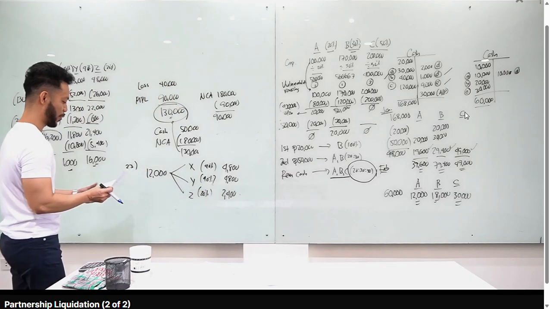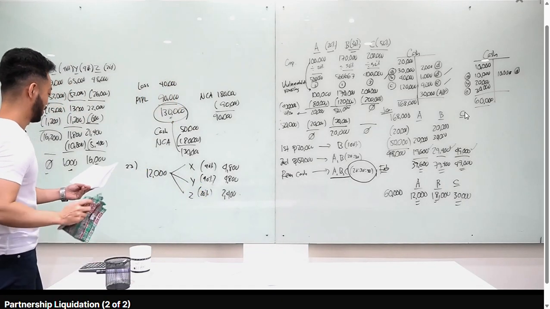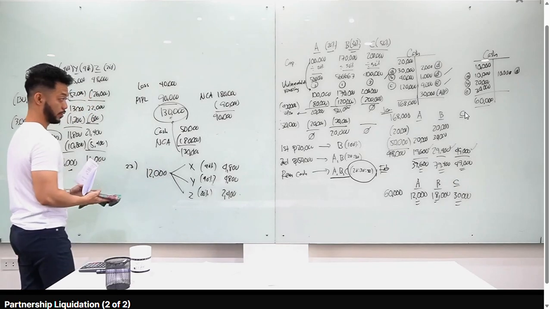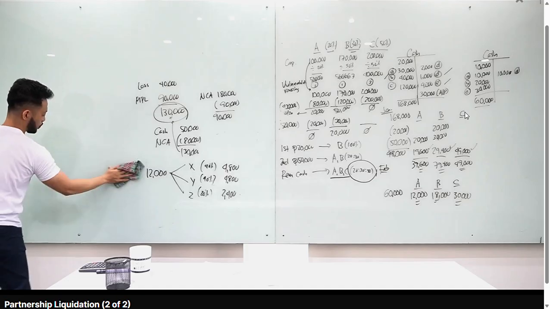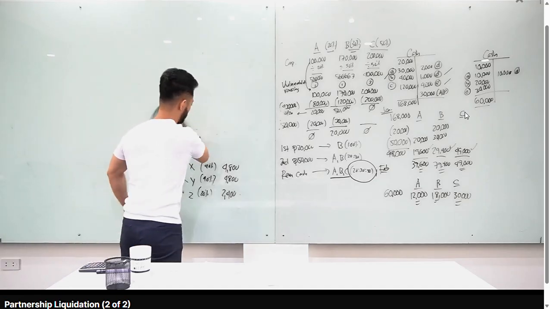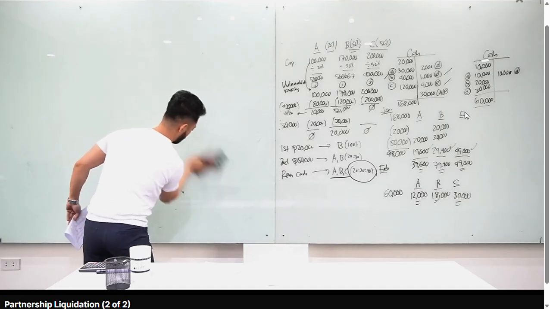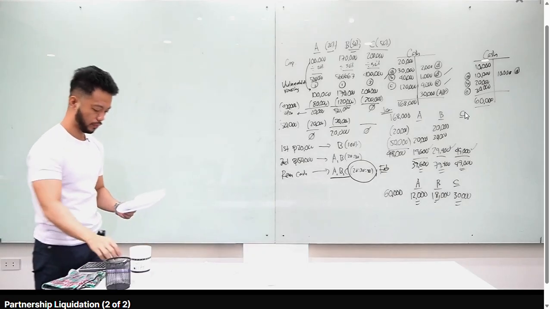Let's go to number 24. It is quick. Okay, I will erase this. Okay, so we erase. Alright, so let's go to number 24.